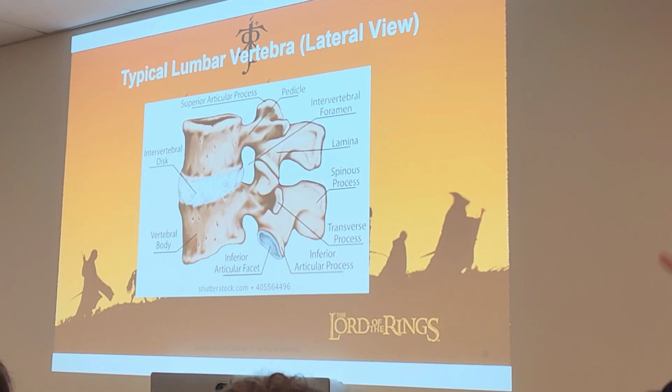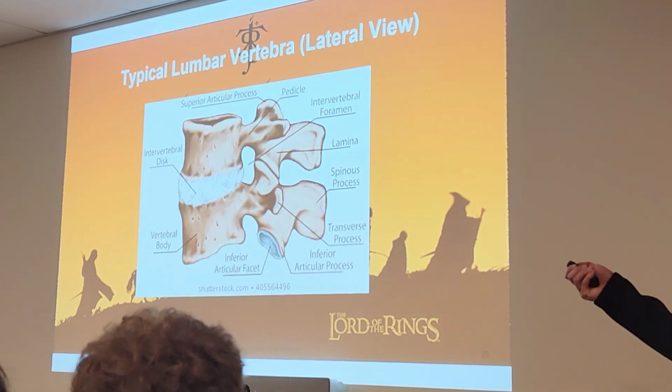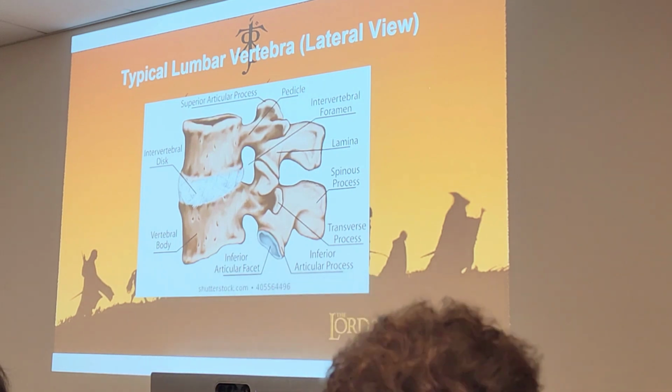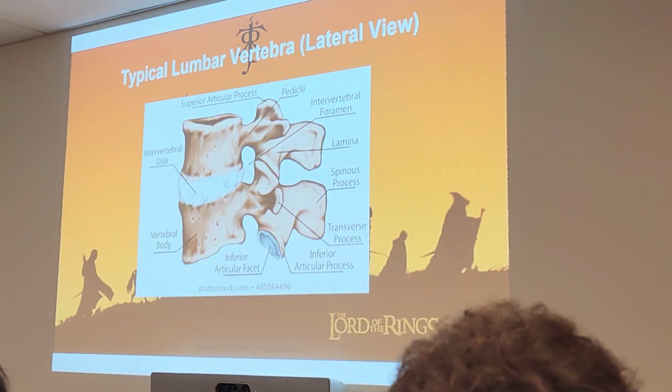So when it comes to labeling, let's assume this is L1 and L2. This will be the intervertebral foramen of L1, L2, same labeling concepts.